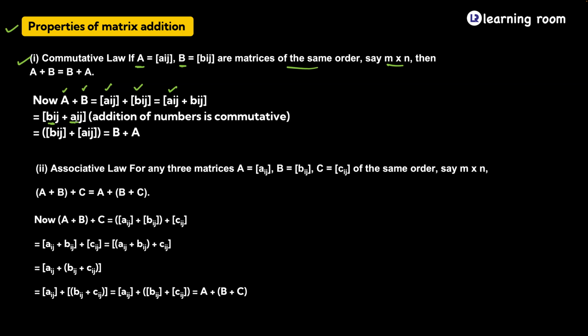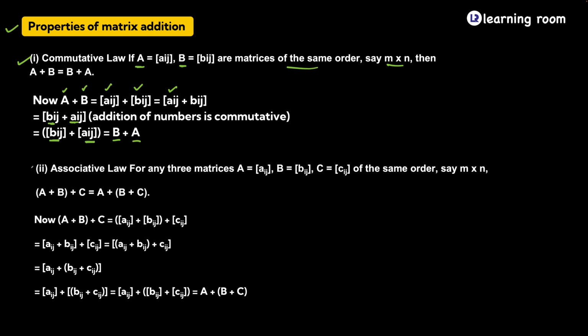So Bij plus Aij can be written as Bij separately plus Aij. This corresponds to matrix B and this corresponds to matrix A. So this is how you start and you get back. Basically, you're only adding the numbers inside the matrices. Since the addition of numbers is going to be commutative, the same is applicable even for the addition of matrices. Okay, so that is the first property.